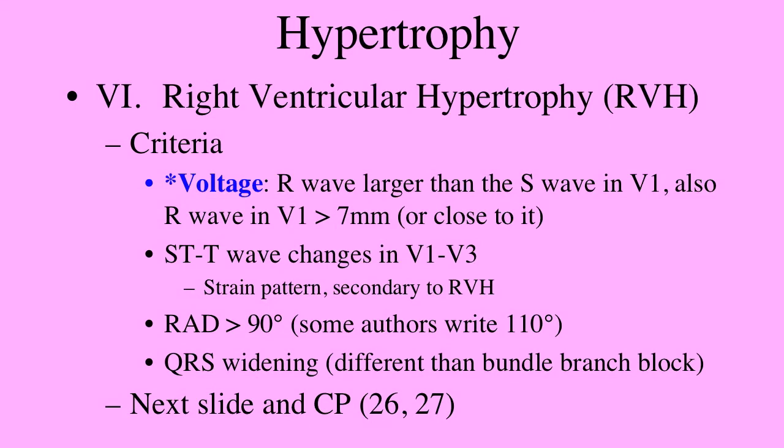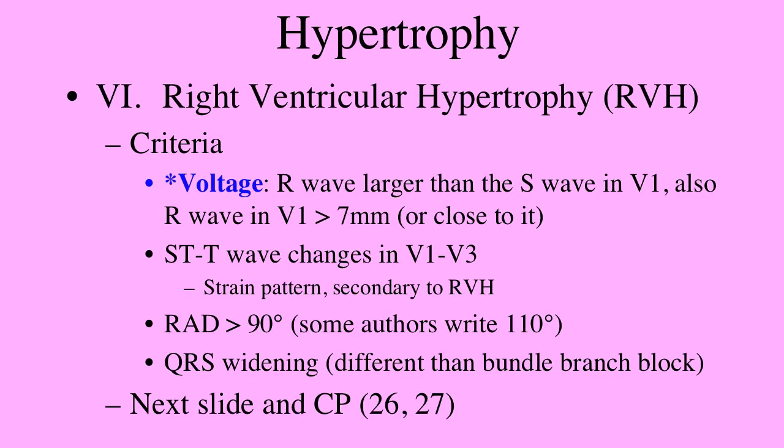So ST-T wave changes, generally in V1 through V3. In a lot of cases it might be just V1 through V2, but that's another criterion for diagnosis of this. Right axis deviation is the next criterion. And again, axis goes toward hypertrophy. So with hypertrophy of the right side, the right ventricle, you would expect right axis deviation.